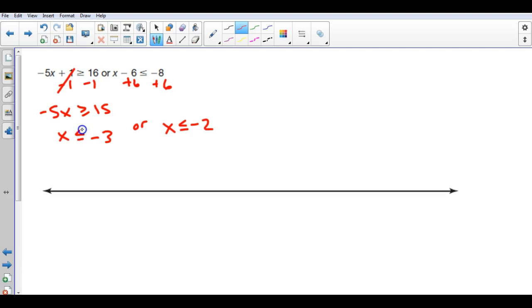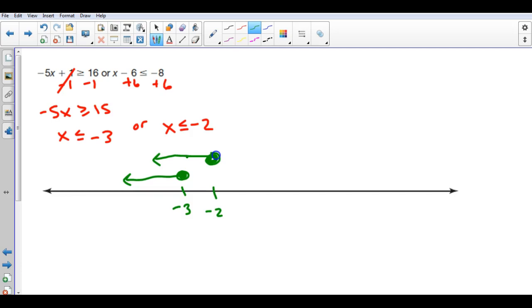So in this case, x is either less than or equal to negative 3, or x is less than or equal to negative 2. So this is going to be kind of a weird one, where they're going to be pointed in the same direction. So x is less than or equal to negative 3. Negative 3 is here. So that's going to be all the numbers shaded in here to the left. Or it's going to be x is less than or equal to negative 2. So that's going to be all the numbers up here also going to the left.